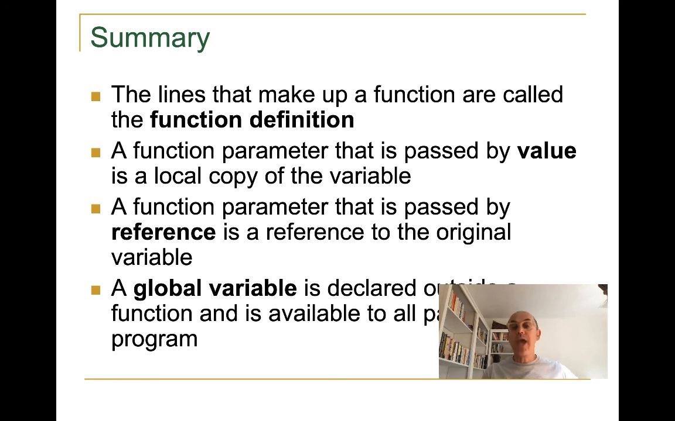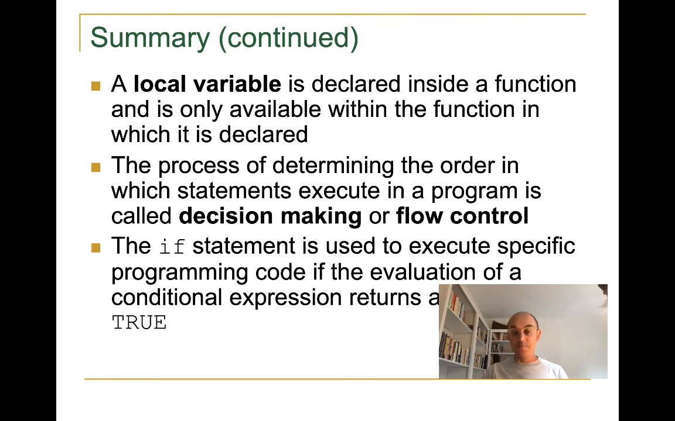We also gave the idea that a function can be passed by value, as a local copy of a variable, but it can also have a global. A function passed by reference is a reference to the original variable, in comparison to a global variable that is declared outside the function and is available to all parts of your program, and a local variable declared inside the function is only a variable within the function that you declared.